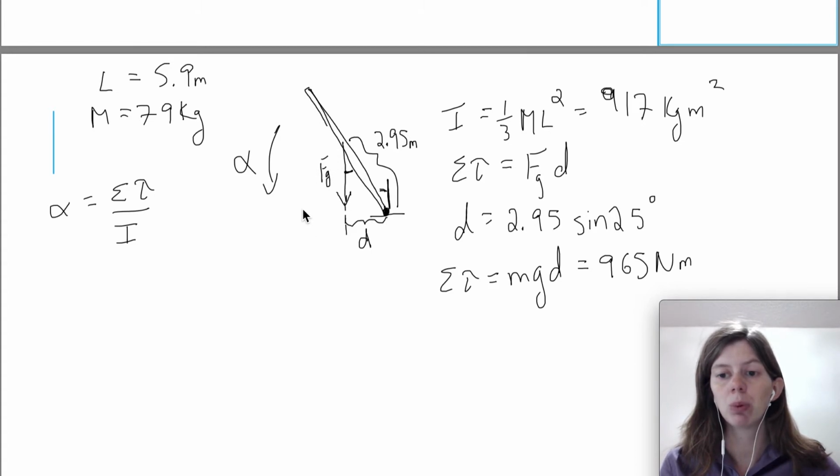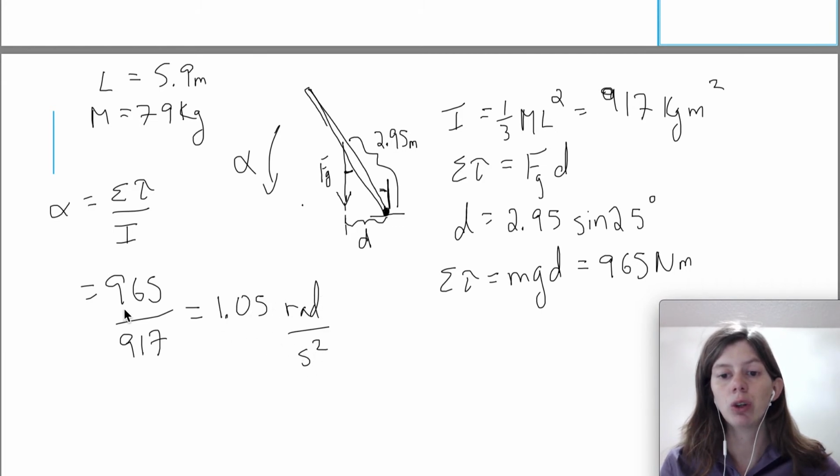Now the rotation here is counterclockwise. If you fix this point, it's causing it to rotate this way, which is counterclockwise. That's a positive torque in the same direction as the acceleration. So now we're ready to plug in our values: 965 divided by 917, and that's going to give us 1.05 radians per second squared, which is the unit of the angular acceleration.